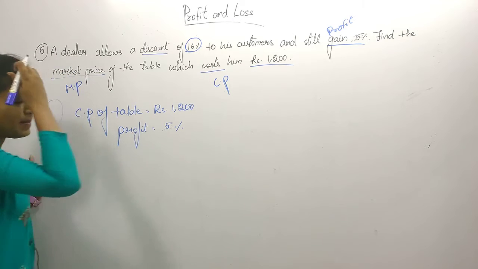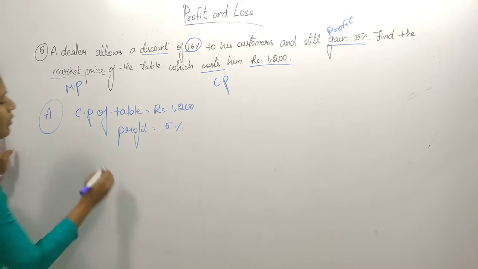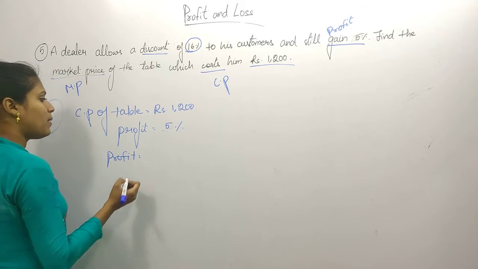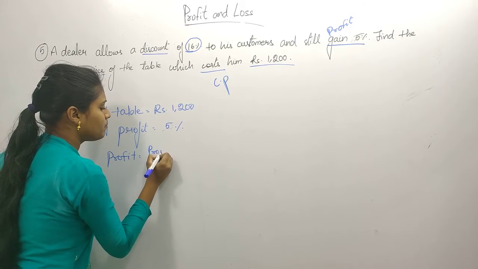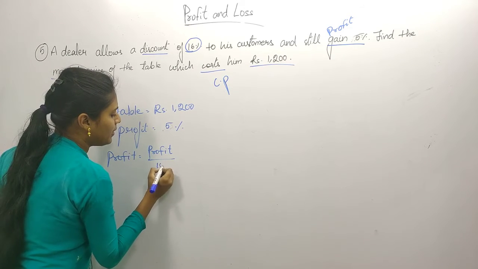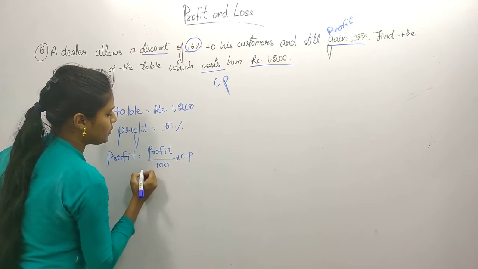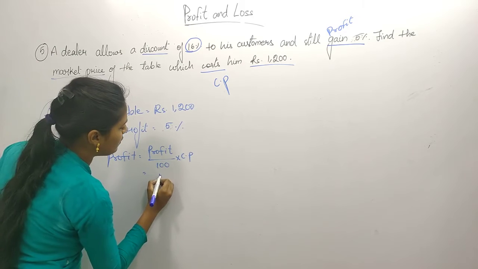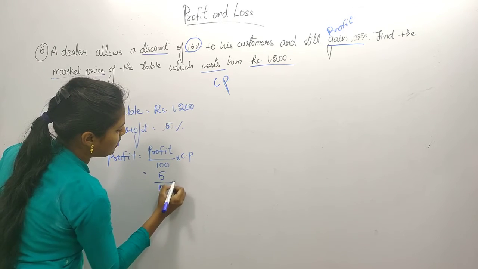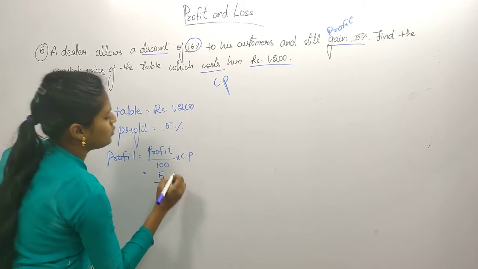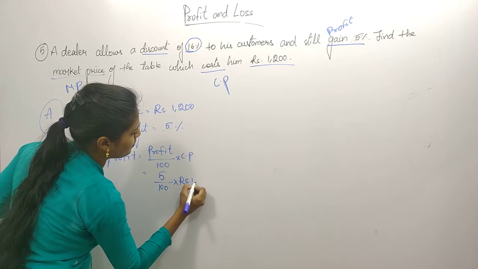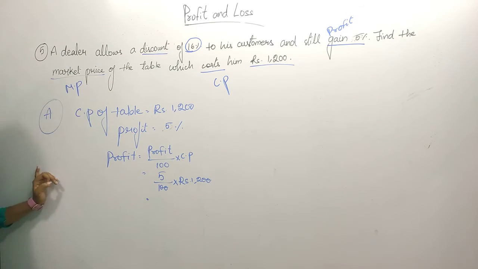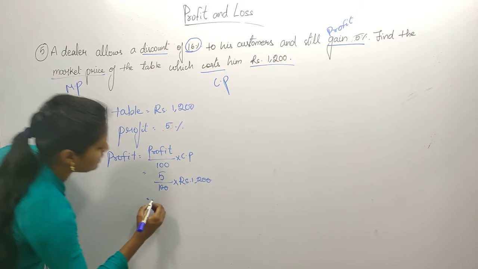Profit is 5%. Now what will we do? Profit you have to find out. What is the profit formula? Profit is equal to profit percent by 100 into cost price. Substitute this in the formula. Profit is 5 by 100 into cost price, rupees 1,200. By doing the cancellation, what profit will you get finally? Rupees 60.